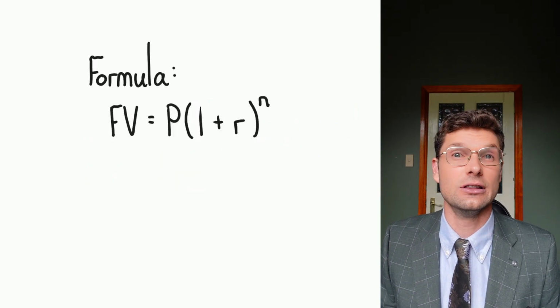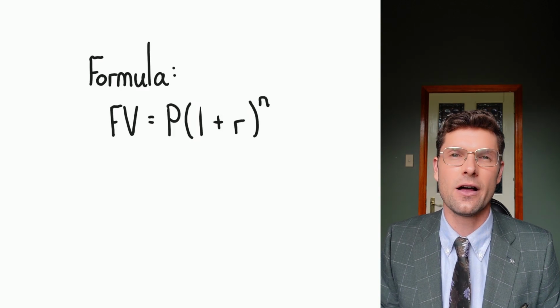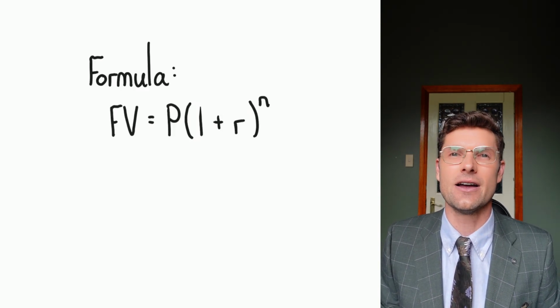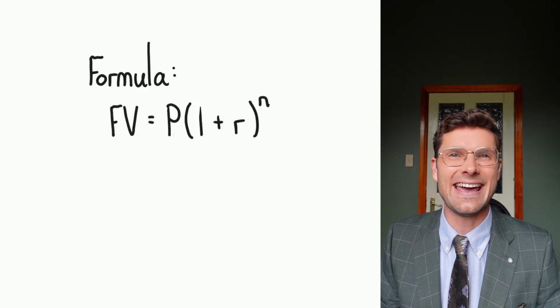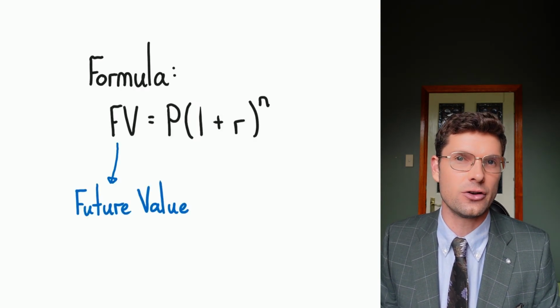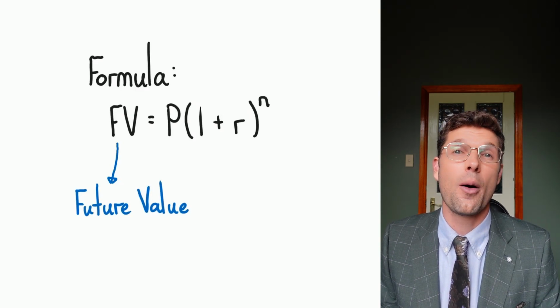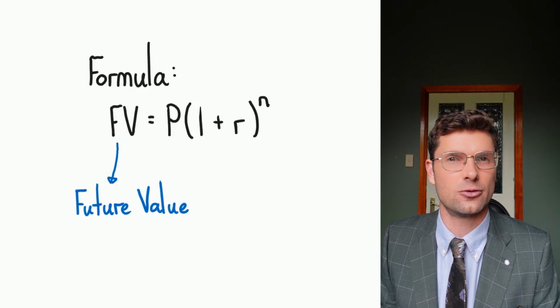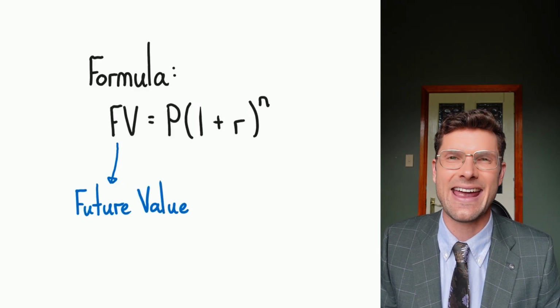The formula does look a little bit harder than the simple interest formula, but it still has a lot of our key ideas: the principal, the rate, and n. So for this, we've got FV, which stands for future value, is equal to the principal multiplied by 1 plus the rate, all to the power of n.